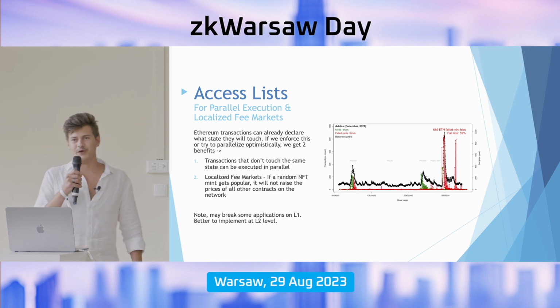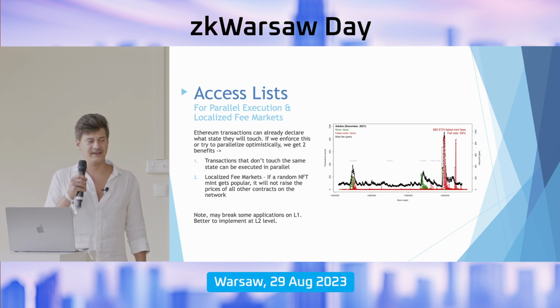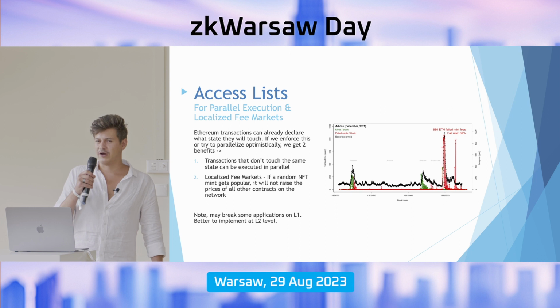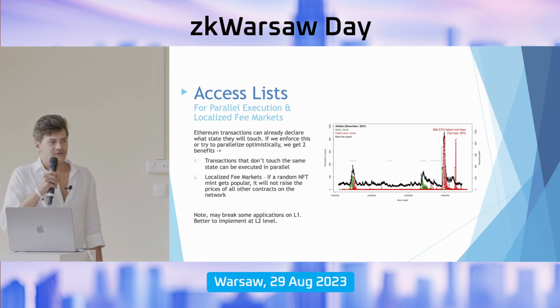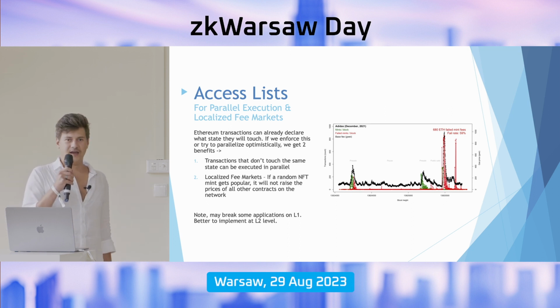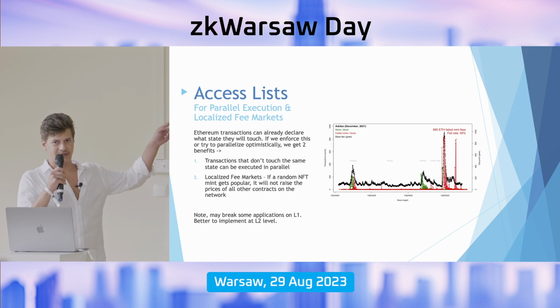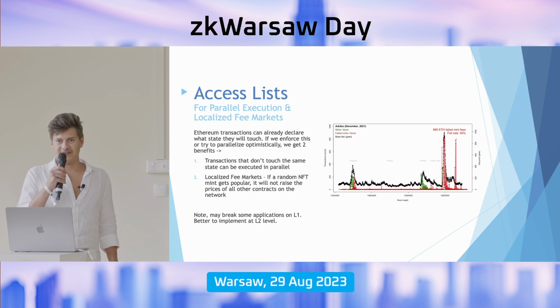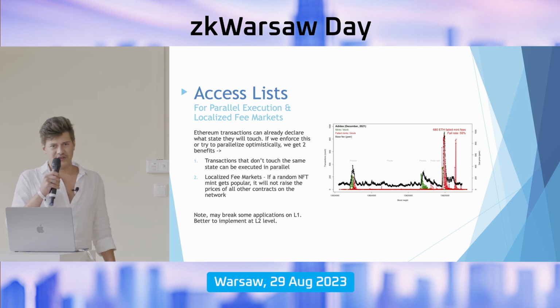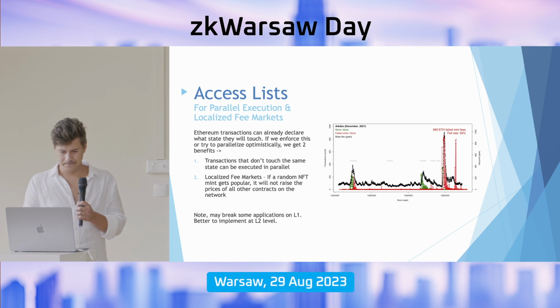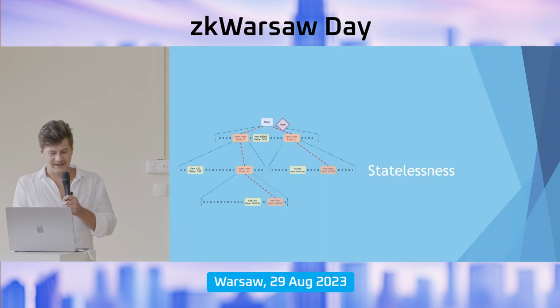And then another thing that we can implement if we force access list is something called localized fee markets. It requires some other changes than just access list. So again, if there's a random NFT mint, right now, everyone's gas fees goes up. With localized fee markets, we can essentially isolate that. So that contract that's doing the NFT mint gets very expensive, but Uniswap fees stay the same. And honestly, we probably won't do this on L1 because it breaks some contracts, but at least we can implement this on L2 level.